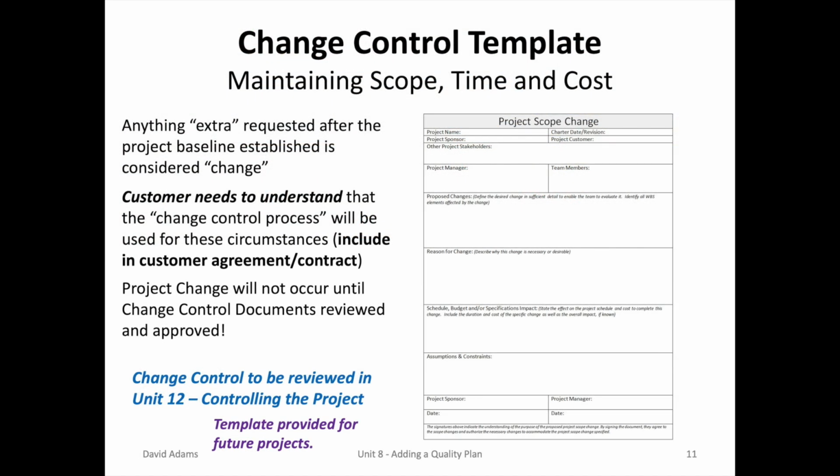In this course, we're providing a change control template to maintain the scope, time, and cost. So in the event that someone wants a change, you can pull out this template and go through the process. So in the beginning, the customer needs to understand there is a change control process, and that should be included in a customer agreement or the contract, and no changes will occur until the change control documents are reviewed and approved. And again, we'll see an example of this in a further unit.